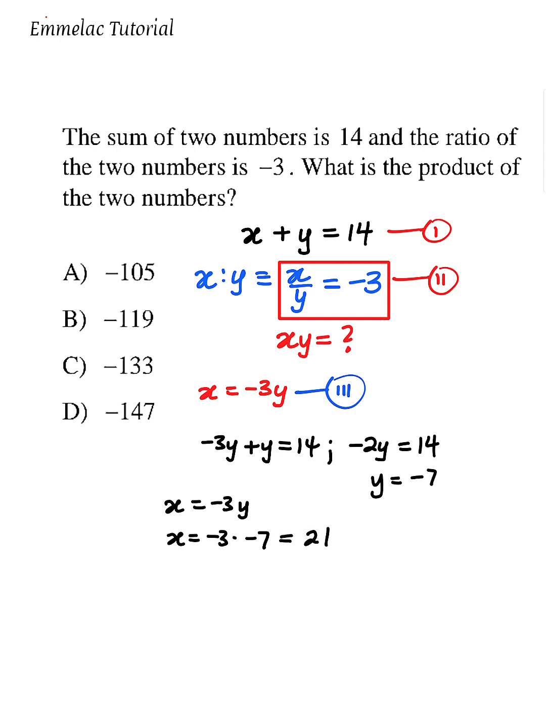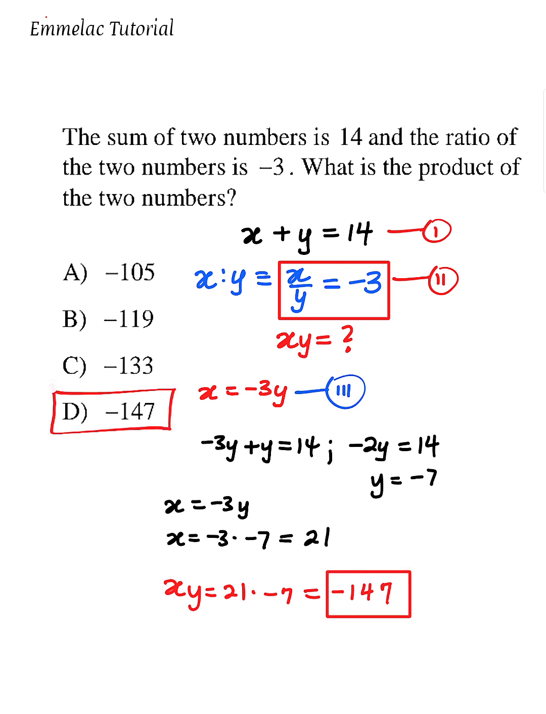21. So therefore, the product of the two numbers, which is xy, will be 21 times y, -7, which gives us -147 as the final answer. Okay, D is the final answer.